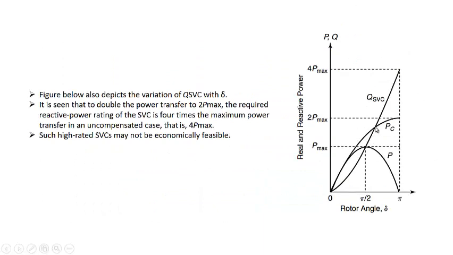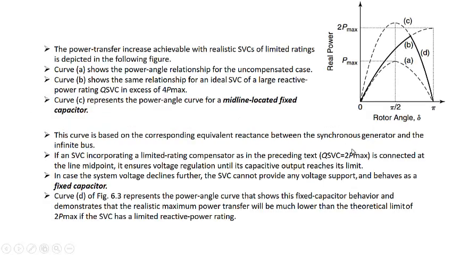This is the curve for the ideal SVC. So the practical SVC will follow the ideal curve up to the rating of the SVC, that is the limited rating of the SVC. When the limit is reached, it will act as a fixed capacitor. It will follow the capacitor curve, that is this. So this will be the final curve of the practical SVC.